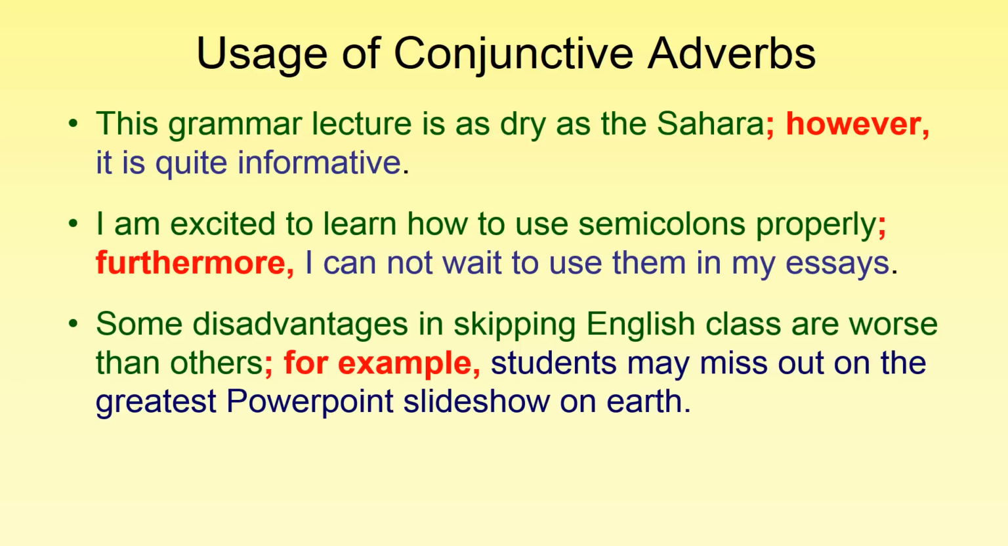Let's read this without the conjunctive adverb first, then we'll add it in. Hopefully you can notice the subtle difference in understanding. Some disadvantages in skipping English class are worse than others. Students may miss out on the greatest PowerPoint slideshow on earth. When we read it that way, we have to piece this second clause together in our minds as we read it. Now, if we bring this one into play, let's see how that changes. Some disadvantages in skipping English class are worse than others. For example, students may miss out on the greatest PowerPoint slideshow on earth. Hopefully you can see that that second reading is much clearer than the first.